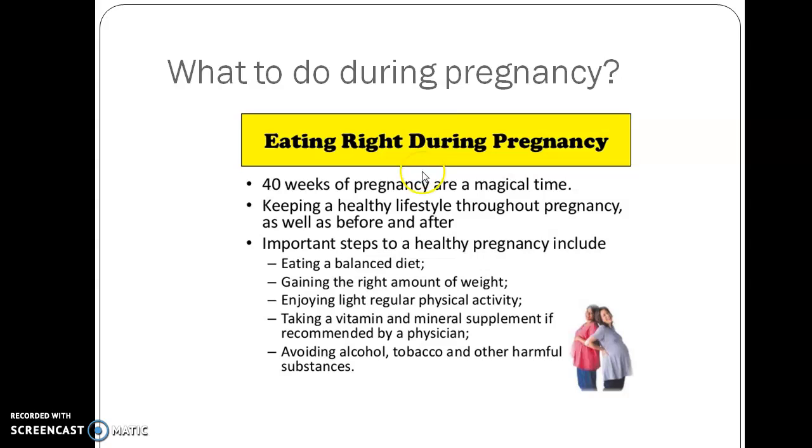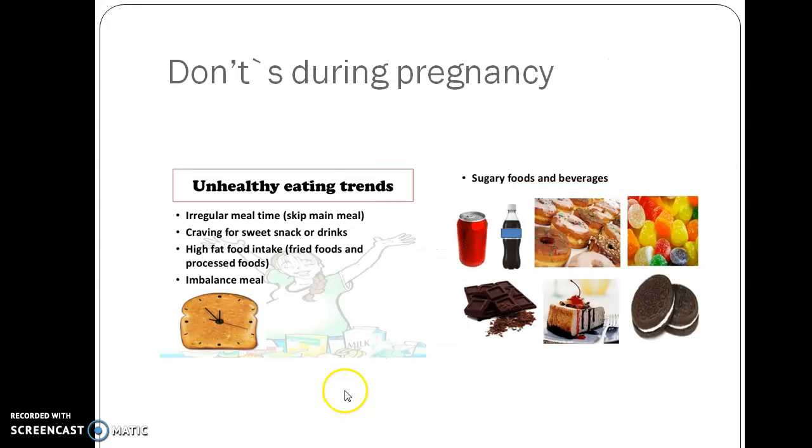Now, what are the things that we have to do during a pregnancy? That is, eating right during pregnancy. The 40 weeks of pregnancy is a magical time. Keeping a healthy lifestyle during pregnancy is a major concern. Important steps for a healthy pregnancy include eating a balanced diet, gaining the right amount of weight, enjoying light, regular physical activities, taking mineral and vitamin supplements if the physician recommends it, avoiding alcohol, tobacco, and other harmful substances.